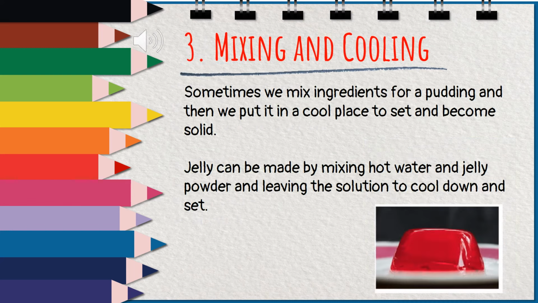Third way to process materials is through mixing and cooling. Sometimes we mix ingredients for a pudding and then we have to put it in a cool place to set and become solid. Jelly is an example. Jelly can be made by mixing hot water and jelly powder, and then leaving the solution to cool down and set.